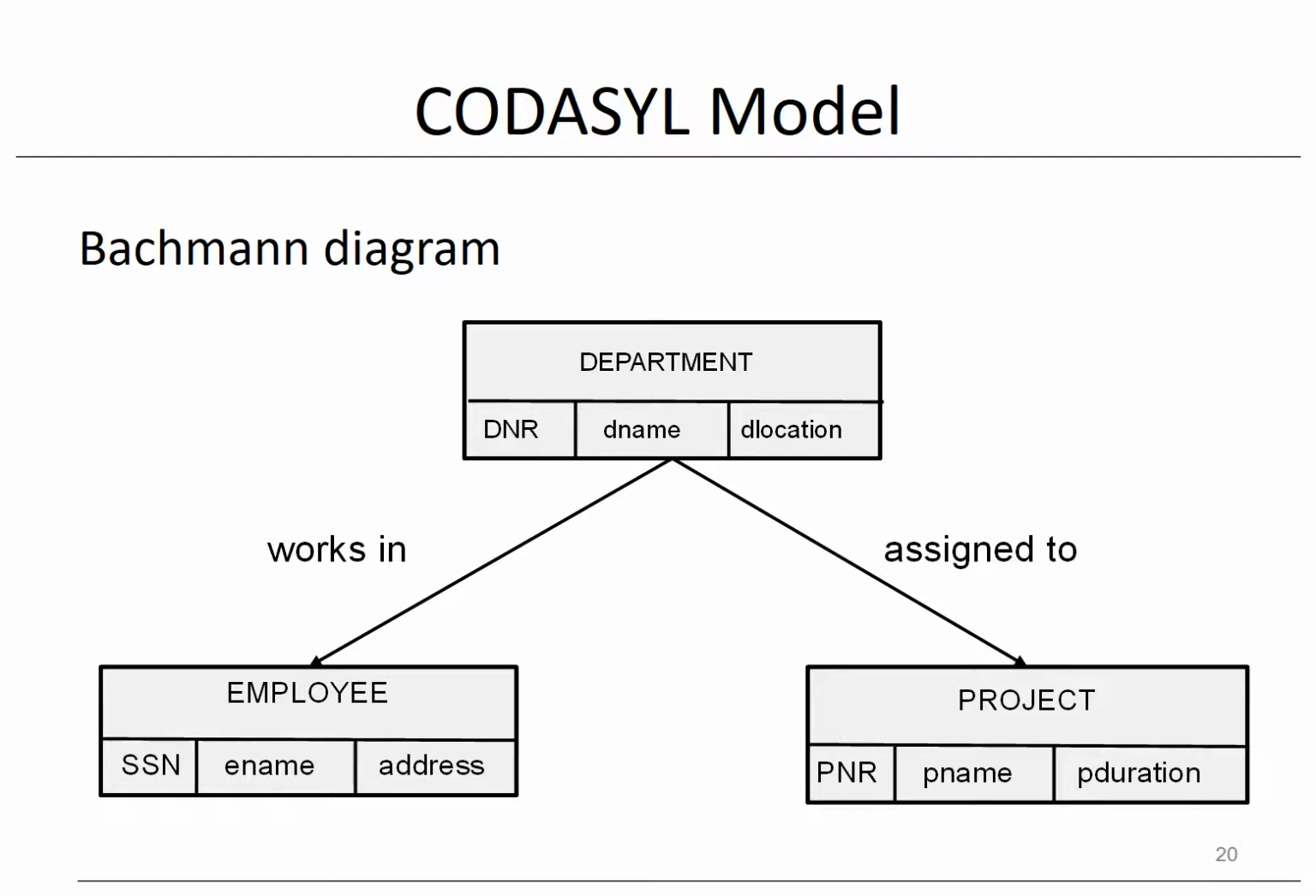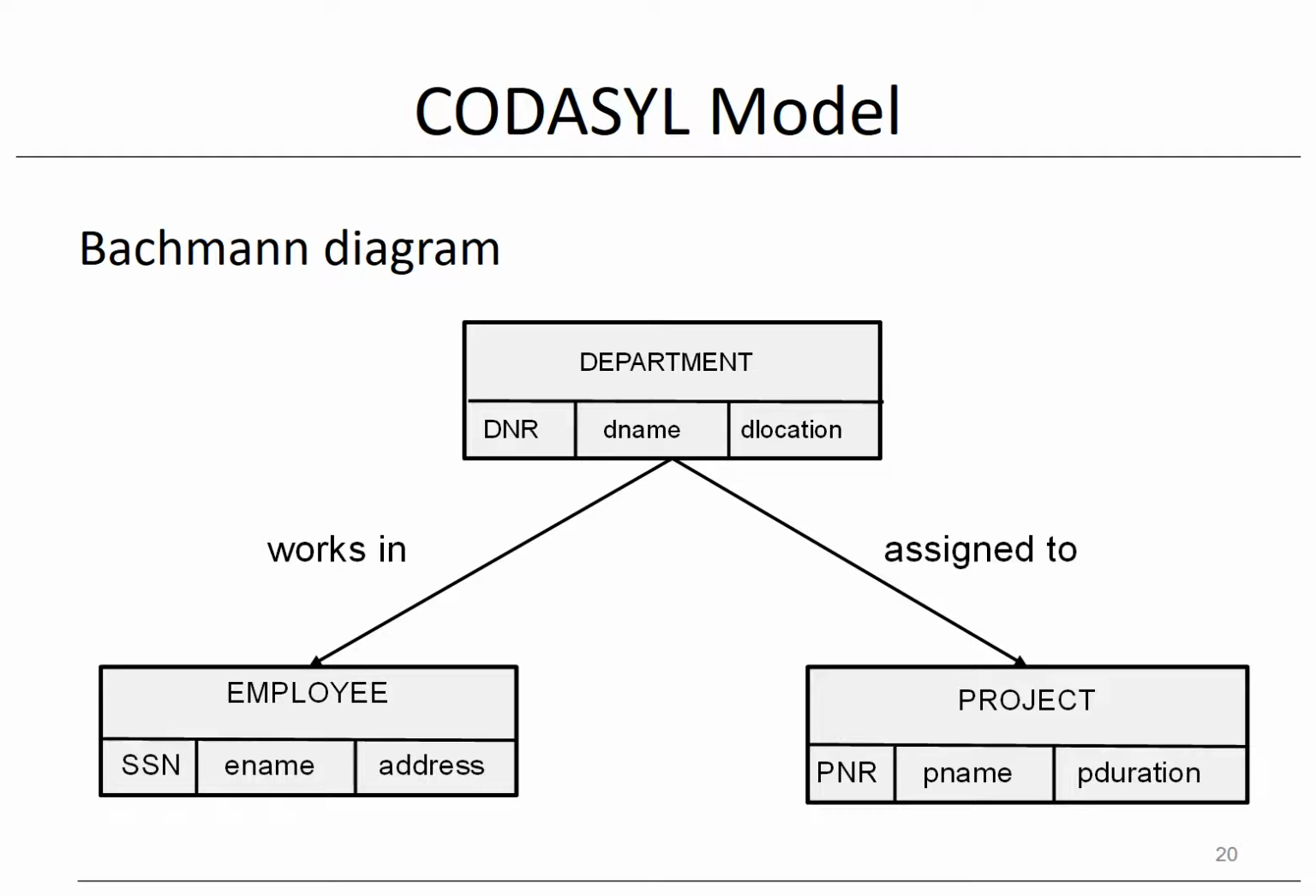Codasyl data models are usually represented using a network or Bachmann diagram. Charles Bachmann was one of the important contributors of the Codasyl model. Here you can see an example. We have three record types: department, employee, and project.